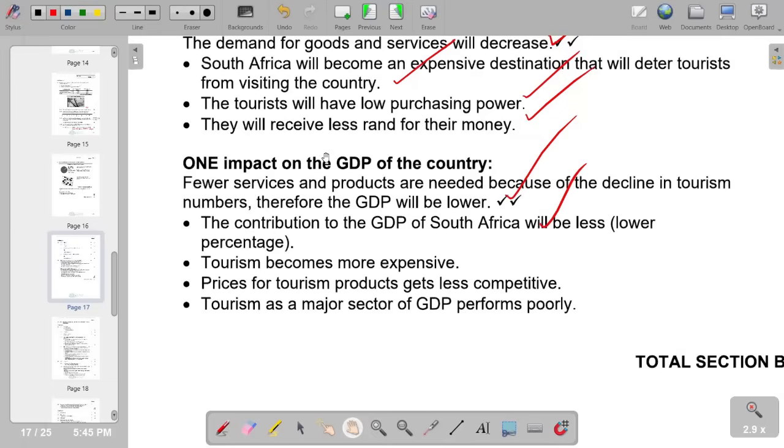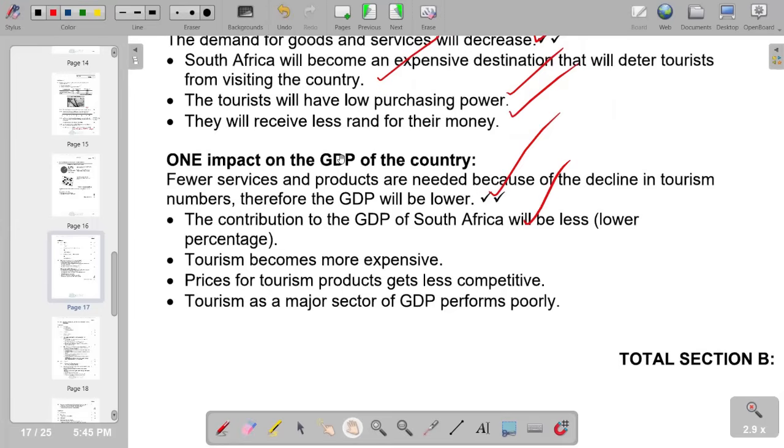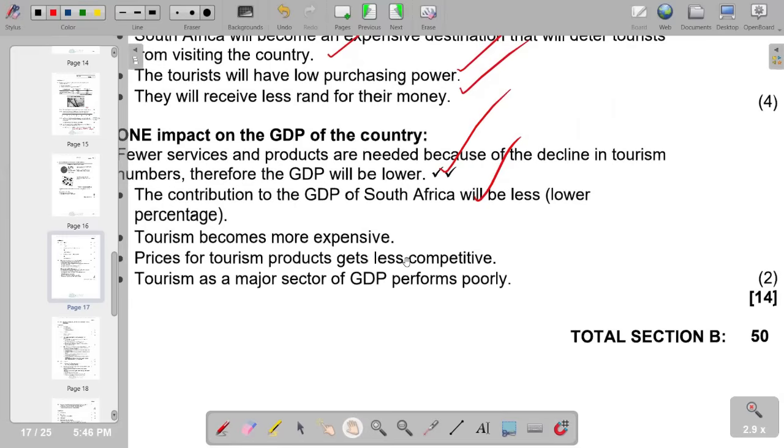Remember, the GDP is described as the total monetary value, or the market value, of the goods that are being produced in the local economy. That is, goods that are being produced within the boundaries of South Africa describes GDP. So this is what we have on our Section B. You see that it has a total of 50 marks. And of course, we need to move on to the next section.